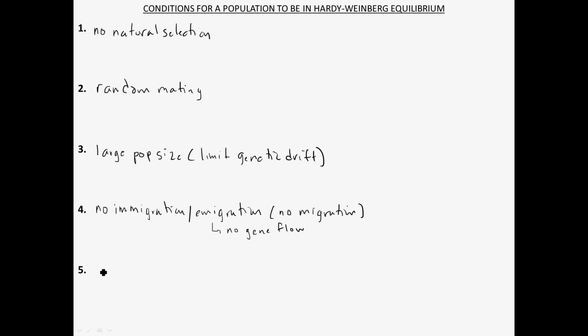And finally here, no mutation. No mutations to those alleles should exist, because if you mutate the allele, then you change the allele, and that is going to, of course, change the frequency of them. So these five conditions must be met in order for a population to be in Hardy-Weinberg equilibrium. That is, no changing of allele frequencies over the generations. The only one, of course, which will adapt a population to its environment is natural selection, and we'll talk a little bit more about that in class.